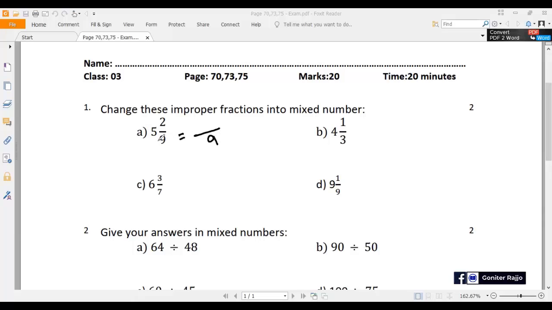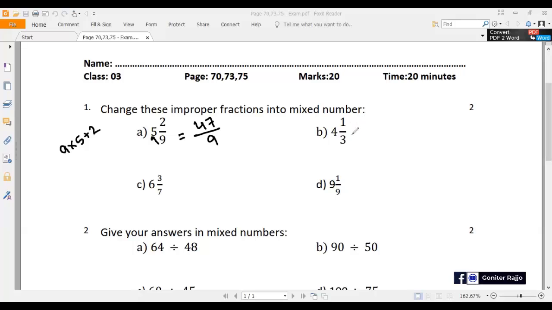9, 5, 14. We have to multiply only these two numbers. Okay, 9 times 5 is 45 plus 2. So 9 multiplied by 5 plus 2. 9 fives are 45, plus 2, that is 47. So 47 by 9 will be the answer of this one.